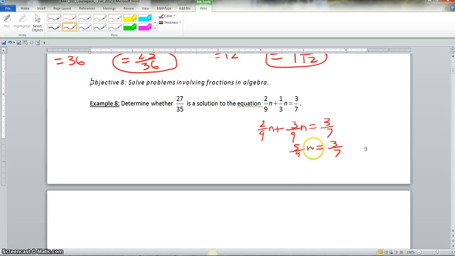Now what we could do, to get n by itself, is multiply each side by the reciprocal. So we'll multiply each side by 9/5. So these will simplify each other out, and you will have n is equal to 3 times 9 is 27, and 7 times 5 is 35. And that is your final answer.